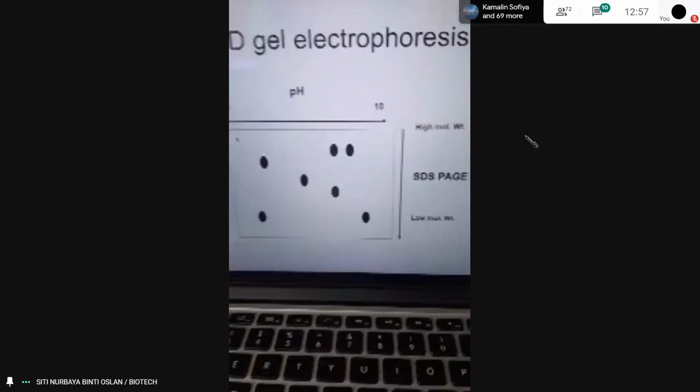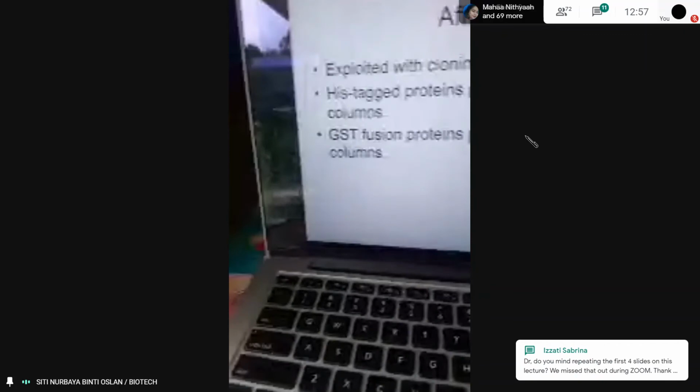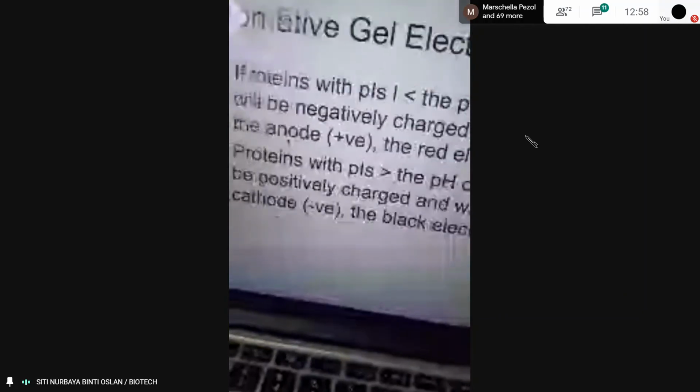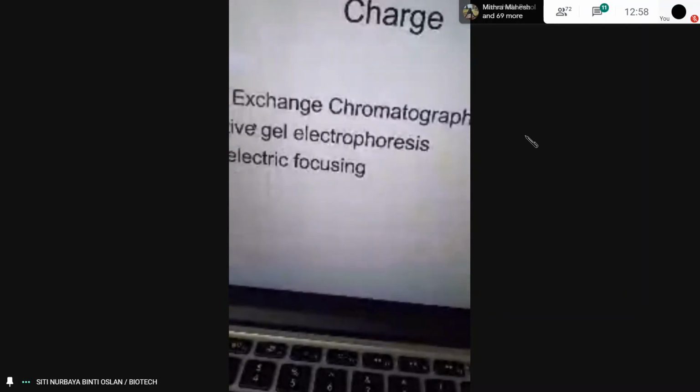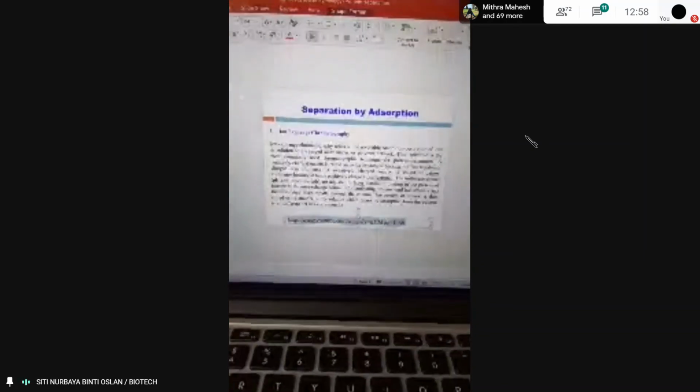Okay, so I think we need to stop for this section. We will discuss protein separation again in the second part of the protein purification. So any questions? First four slides on this lecture. Let me check here. Where is the first four slides?